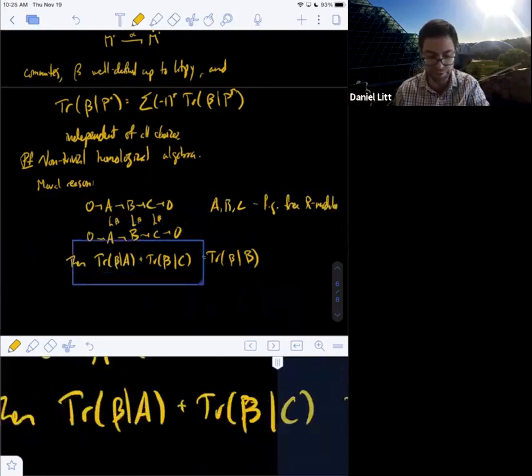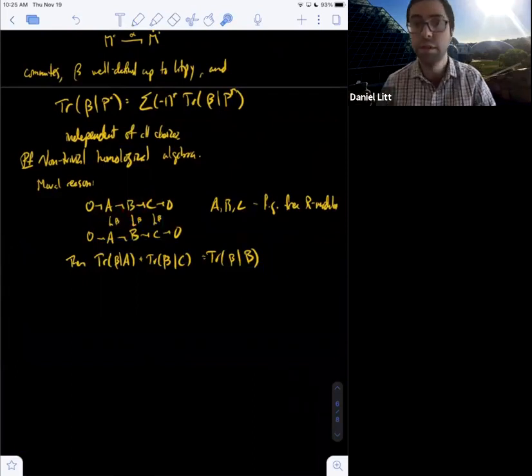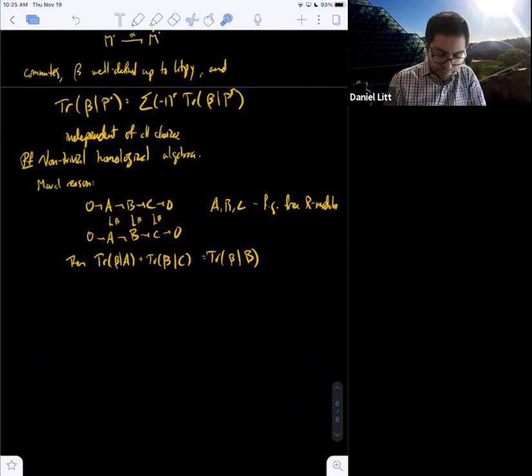The proof is not hard. You just pick a splitting, which will write beta in block upper triangular form, and then you'll see that the trace in the middle is just the trace of the two blocks. All right. Are there any questions about this?